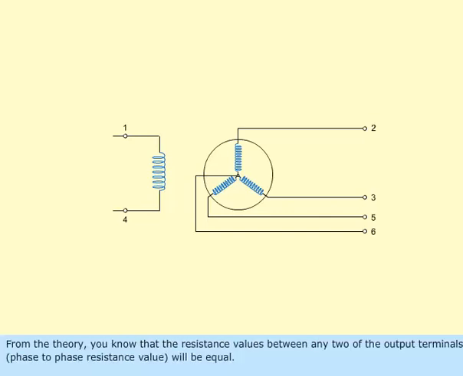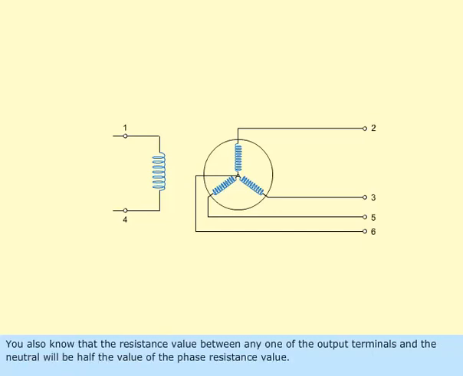From the theory, you know that the resistance values between any 2 of the output terminals, phase-to-phase resistance value, will be equal. You also know that the resistance value between any one of the output terminals and the neutral will be half the value of the phase resistance value.